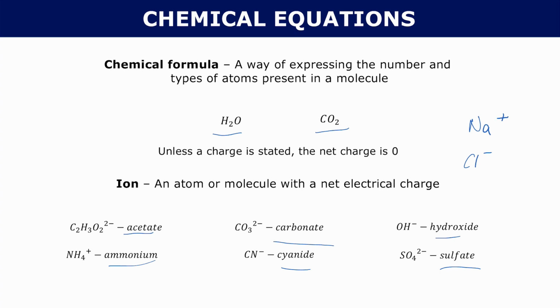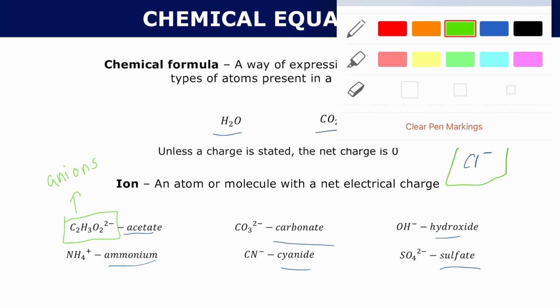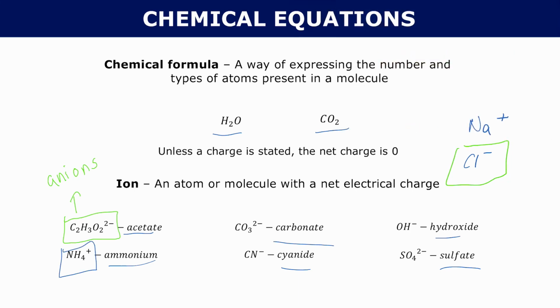But you can kind of see how there's two different types of ions. First of all, we have ions with a negative charge, like the acetate or the chloride. And these are what we call anions. And on the other hand, we have ions with a positive charge, for example, ammonium, and those are what we call cations. So, although they're both ions, they're named differently based on whether they have a positive charge or a negative charge.